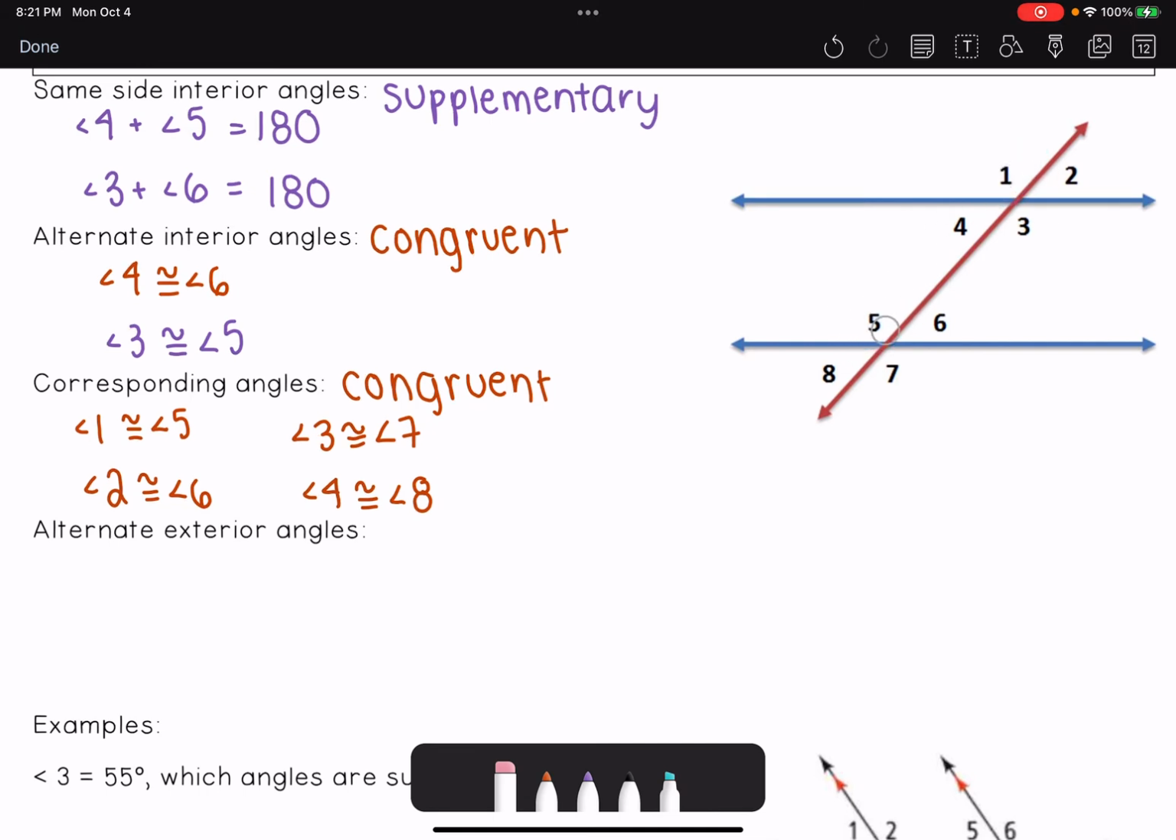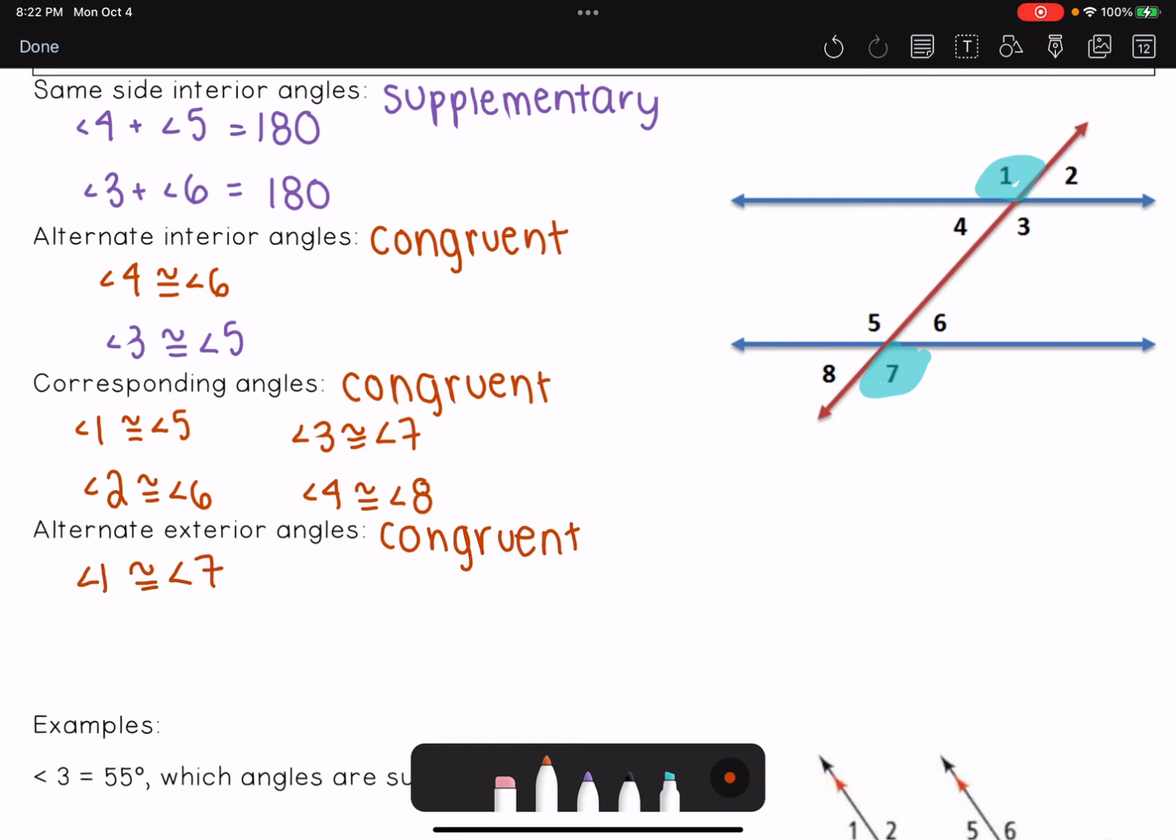Last, we have alternate exterior angles. So something like 1 and 7. Again, these ones look the same, and if they look the same, in this case, they actually are the same. So this is, again, congruent. So angle 1 is congruent to angle 7, and on our other side, angle 2 is congruent to angle 8.